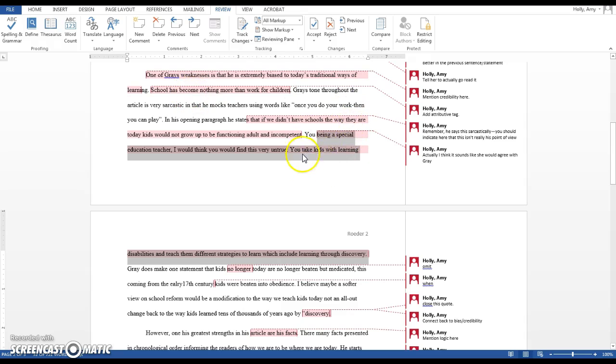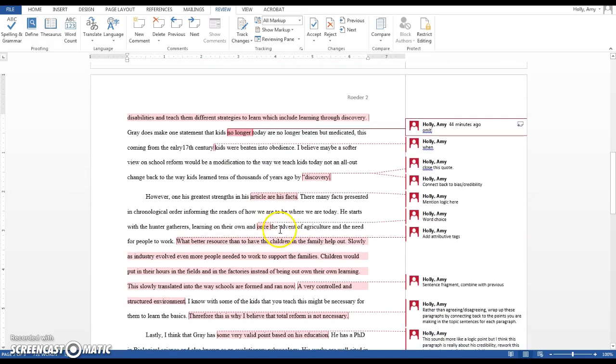So I would just refocus this statement to be more interpretation of his biases and less about just generally agreeing and disagreeing. So just a couple of nitpicky things here. You don't need to say no longer here because you say it a couple words later.